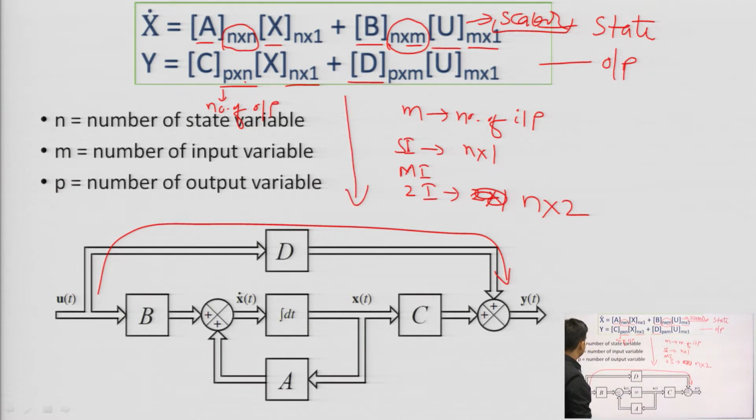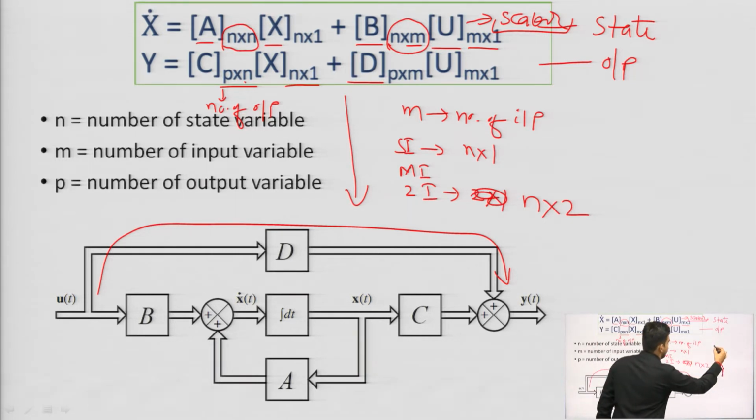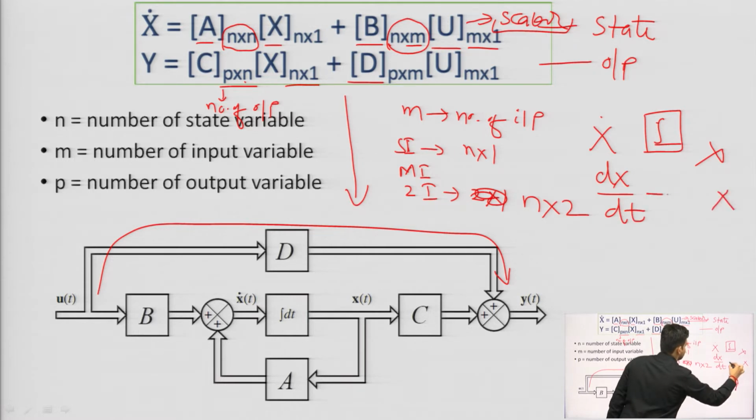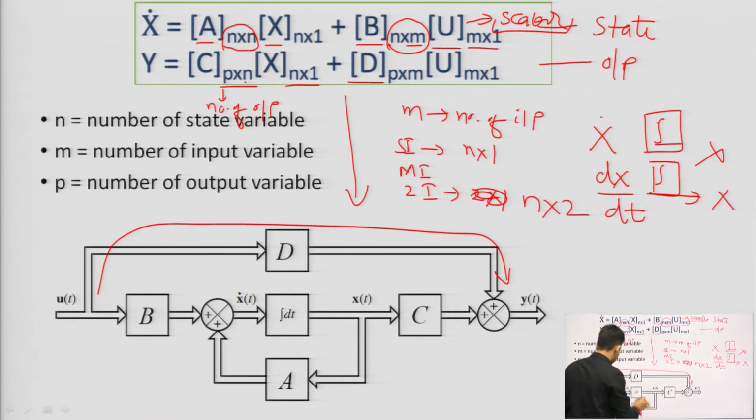So, this is the state diagram of this equation. We start from the state equation, x dot equals A x plus B u. If I have x dot and I want to obtain x, I will integrate x dot. If I have dx over dt and I have to obtain x, I will add an integrator between them. So, this is my x dot of t and I want to obtain x of t, so I use this integrator.